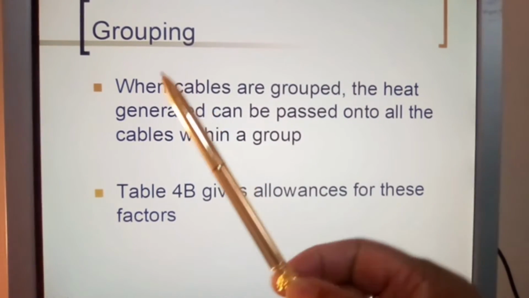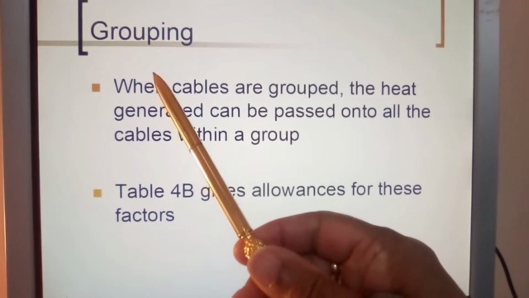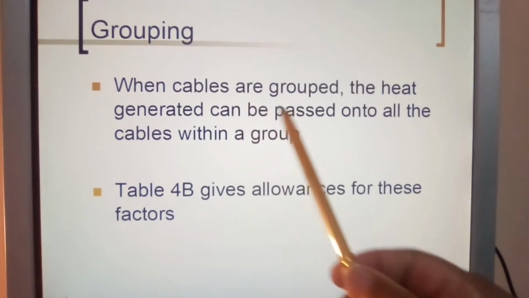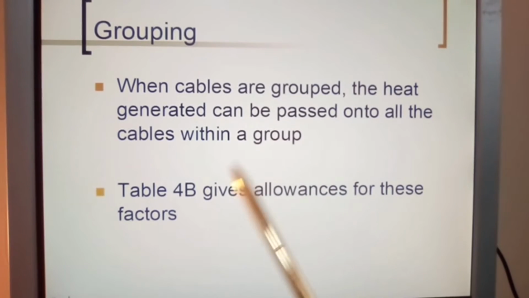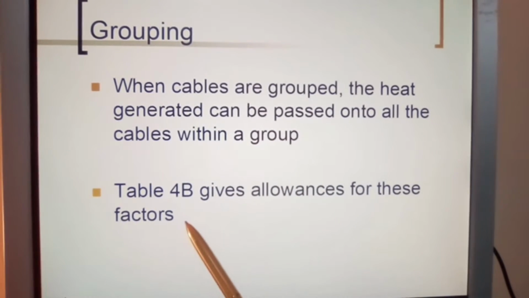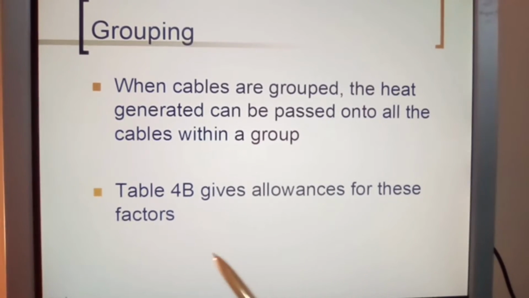Grouping. When we talk about grouping, we're talking about grouping of cables. When cables are grouped, the heat generated can be passed on to all the cables within the group. Table 4B gives allowances for these factors.